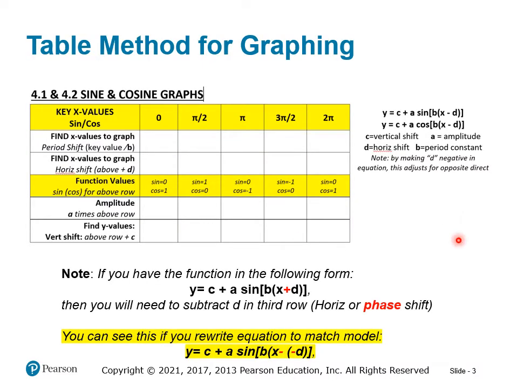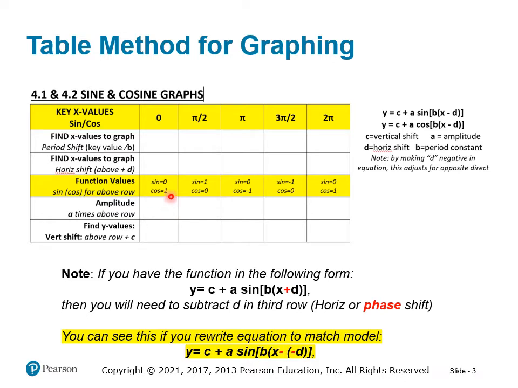So the basic table is this. This is for the sine and cosine graphs, meaning that the top row, the rows that you see in yellow, will be specific to these functions. The top row are the key values for sine and cosine. Notice these are our quadrantals: 0, pi over 2, which is 90, pi, which is 180, 3 pi over 2, which is 270 degrees, and 2 pi, which is 360 degrees. These quadrantals are the key values on the unit circle.